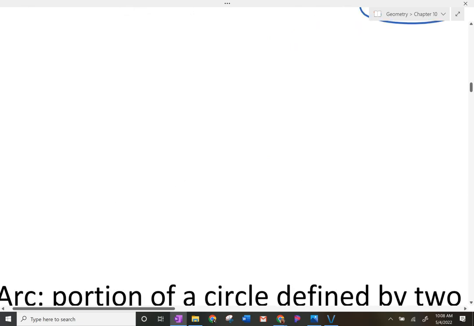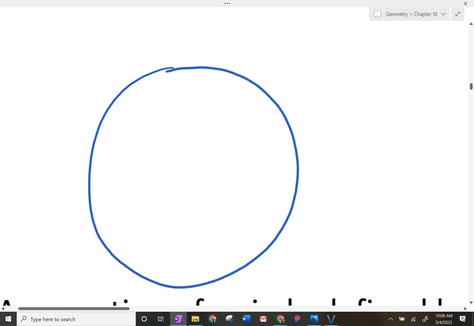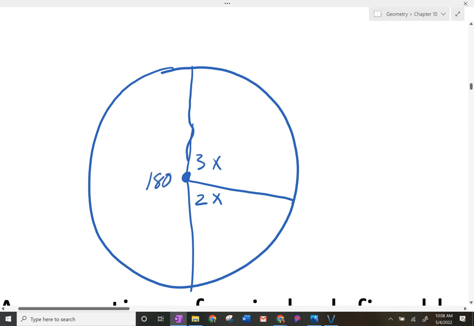Okay, I'm going to give you one of them real quick. Ugh, this is going to be a diameter. Just go with it. Okay, I want you to figure out what x is going to equal.